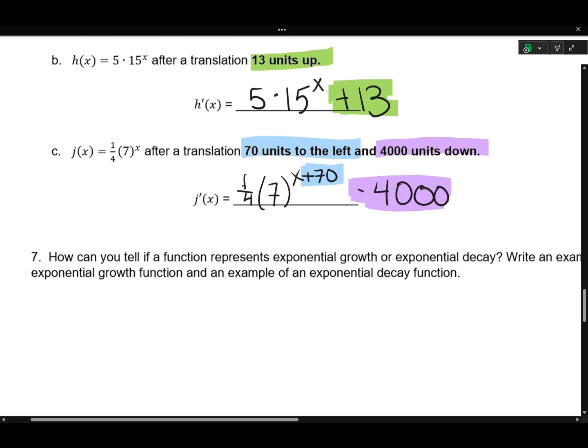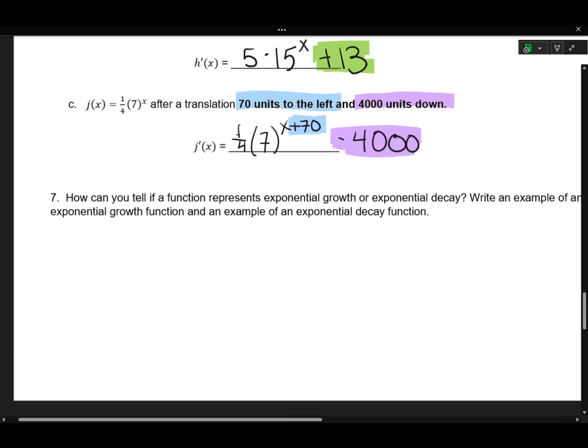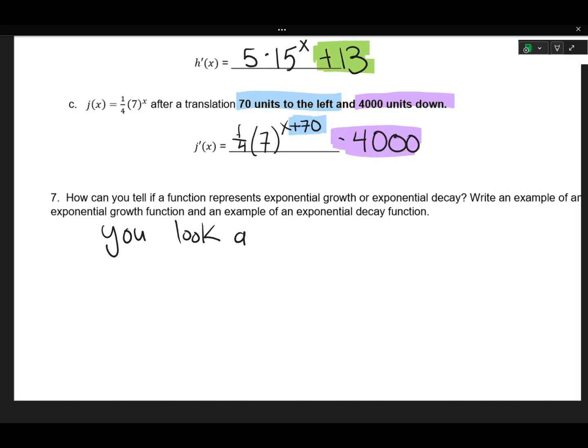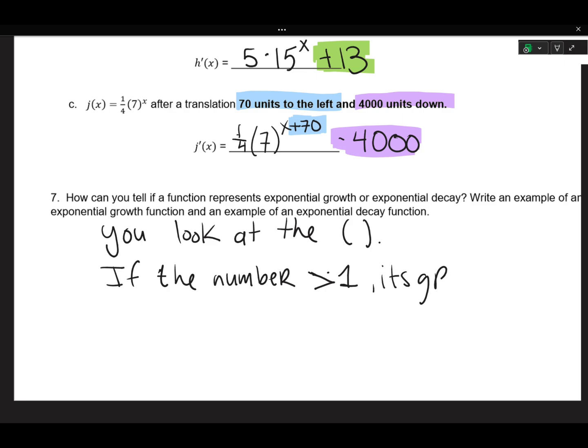Number 7 asks us how we can tell if a function represents growth or decay. Write an example of an exponential growth function and a decay function. Right. You look at the parentheses. If the number is greater than 1, it's growth. Here's an example.